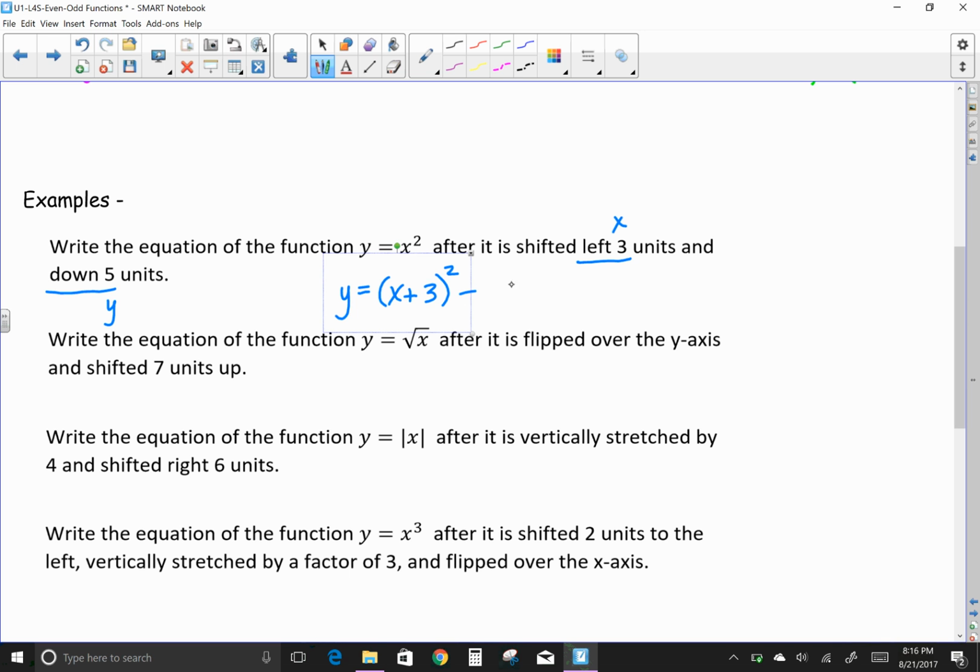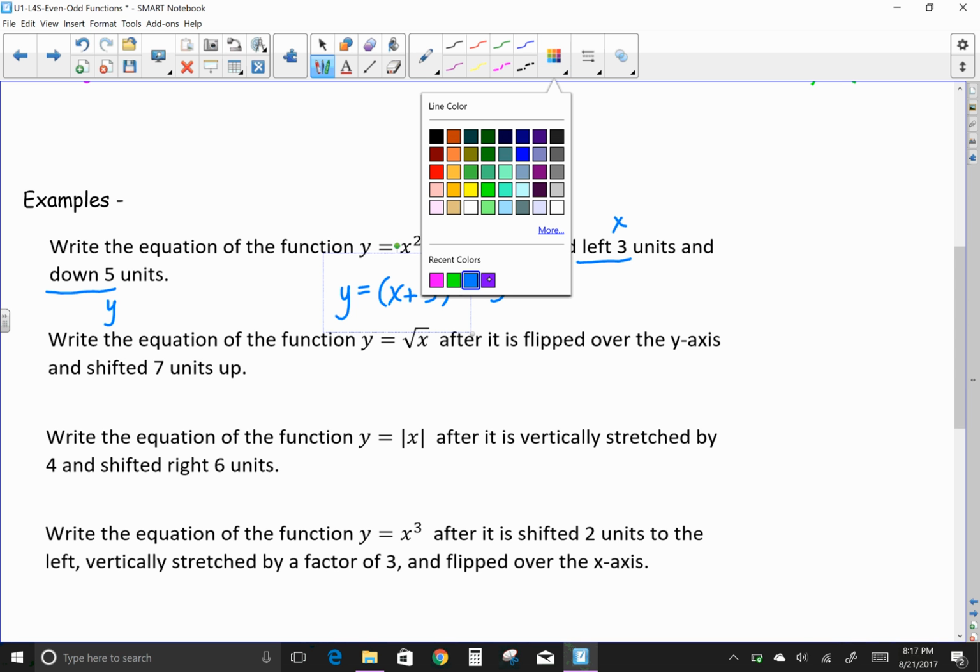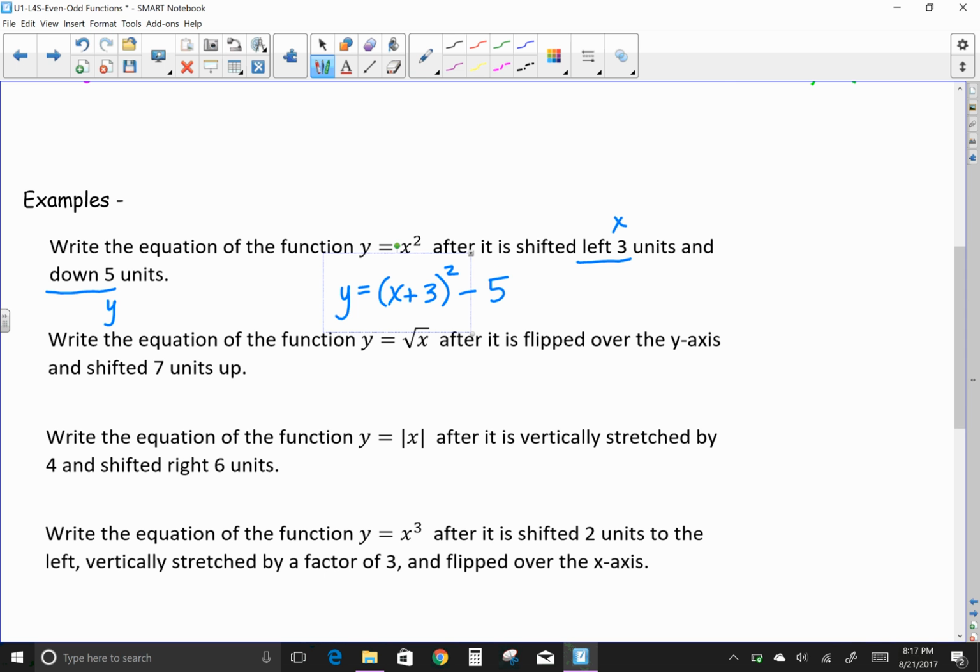And then the y does exactly what it says. So my function is y equals (x plus 3) quantity squared minus 5. All right. And feel free, if you feel comfortable with this, it would be a really good thing for you to pause the video and then unpause it and check your answers with what I've got.